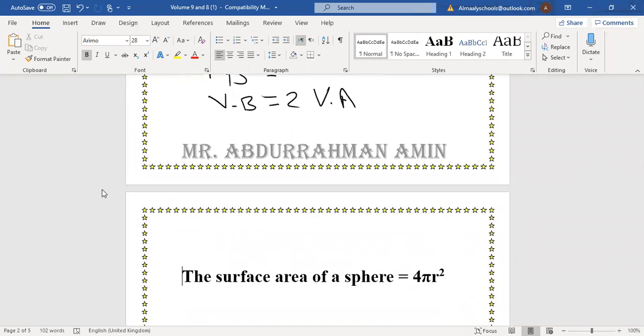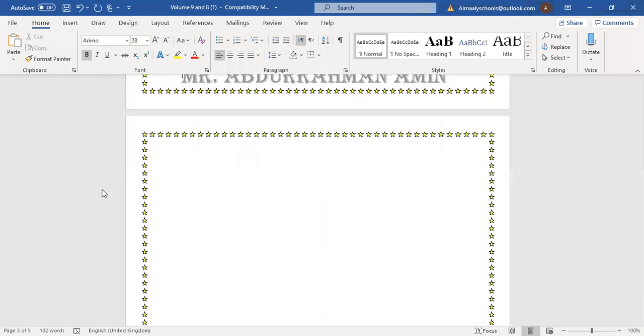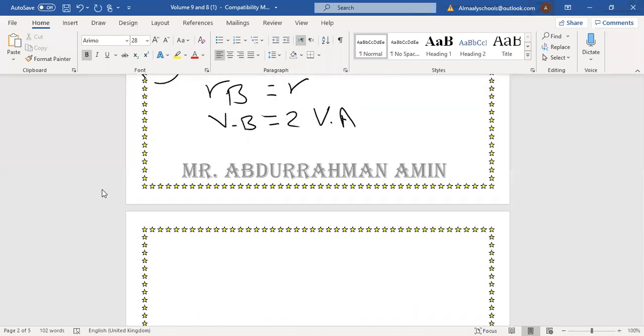First, we will find the volume of A. Can you find the volume of A? It will be 4 over 3 multiplied by pi multiplied by 5 cubed. Yes, very good. Equals, you can calculate it. 4 over 3 multiplied by pi multiplied by 5 cubed, so it will be 523.6, rounded.